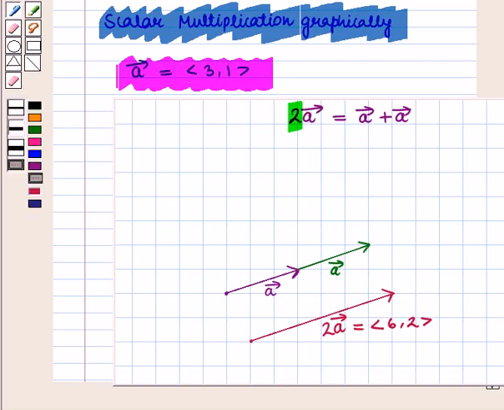Thus in this session we have learned how to represent scalar multiplication graphically by scaling vectors and possibly reversing their direction, and we have also learned how to perform scalar multiplication component wise and how to compute the magnitude and direction of a scalar multiple. This completes our session.